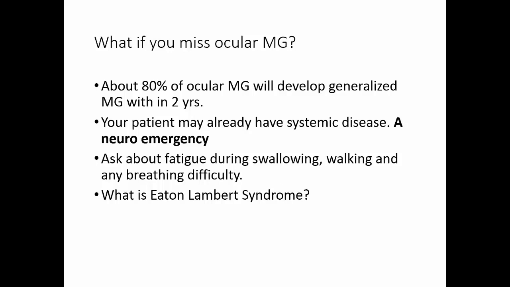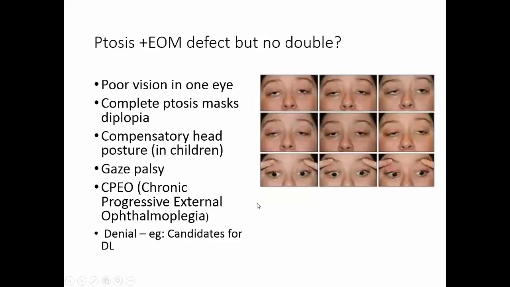I think you know what Eaton-Lambert syndrome is, where again there is fatigability, but the repetitive nerve stimulation test you do to confirm myasthenia is normal in Eaton-Lambert syndrome. That is a condition associated with lung carcinoma.